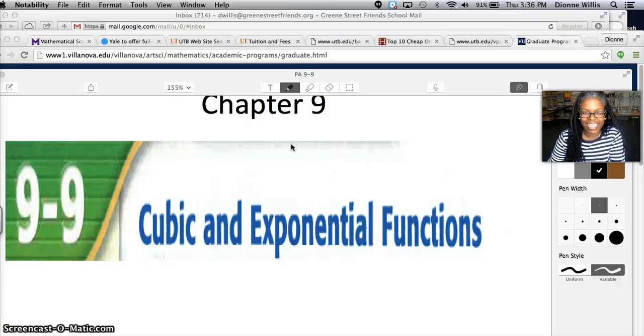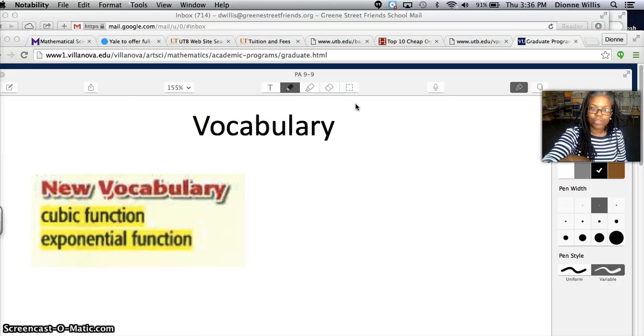Hey, good people, we are in chapter 9 and we're finishing up this chapter and we're going to look at two more types of nonlinear functions, which are cubic functions and exponential functions. So let's get started with a little bit of vocabulary.